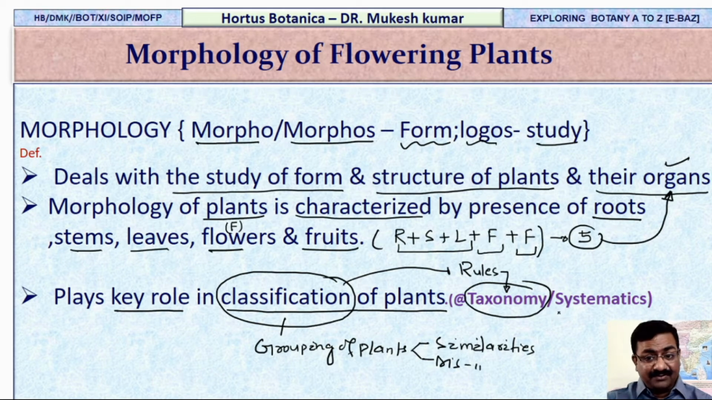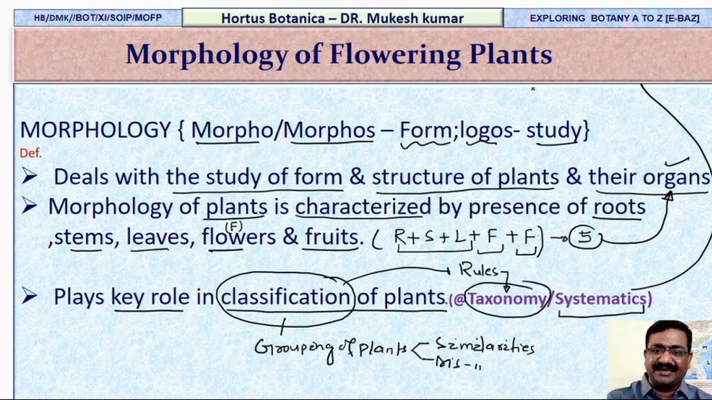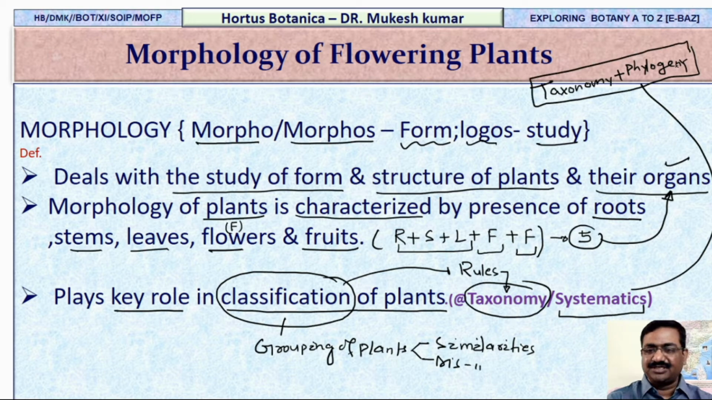But when you are going to add systematics, what is systematics? Systematics is nothing other than taxonomy plus phylogeny. You should go through my previous YouTube channel, Hortus Botanica, and especially Living Plant. You will go into detail about all the terms, taxonomy and phylogeny.